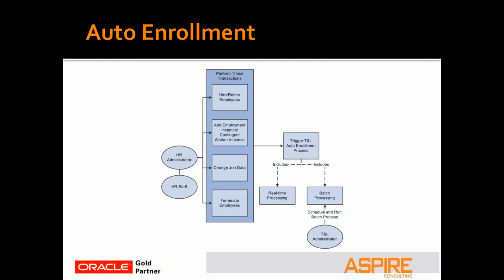You've got hires, you've got changes to jobs, you've got terminations, adding employment instances and contingent worker instances. All of that can either trigger the real-time processing to kick in and enroll that employee, or change their enrollment, or inactivate their enrollment, or it can be queued up for batch processing and sent on an established interval that you come up with.